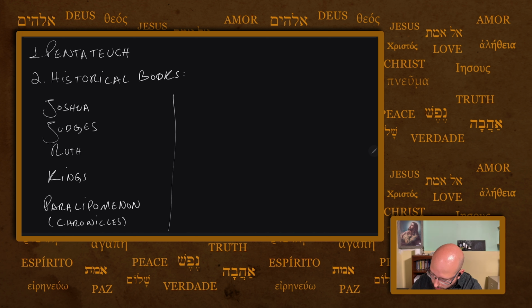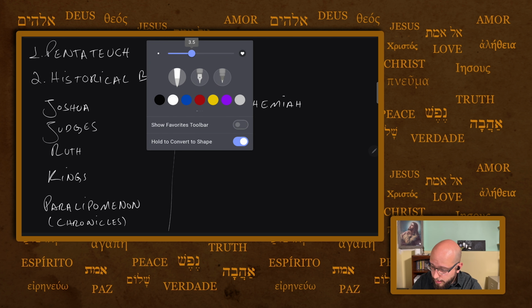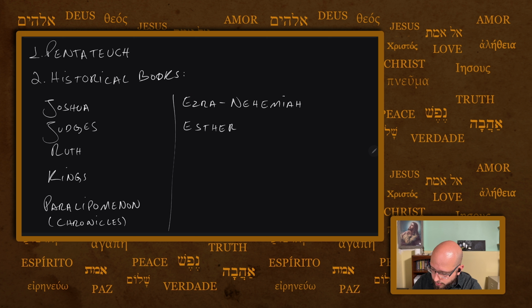And then we're going to have Ezra, Nehemiah, Esther. And now the apocryphal books, or one of the versions of the Christian Bible. And they are Tobit, and Judith, and the Book of Maccabees.